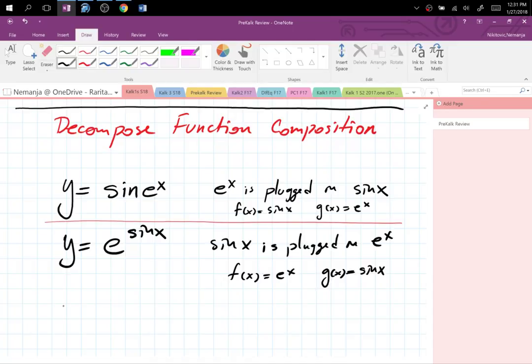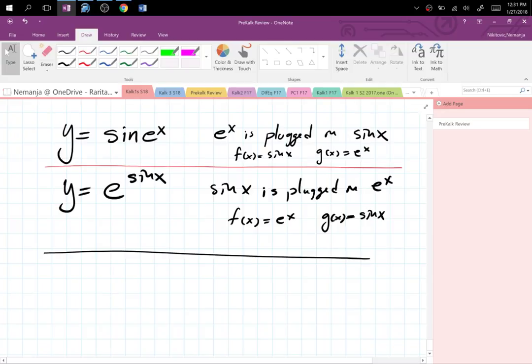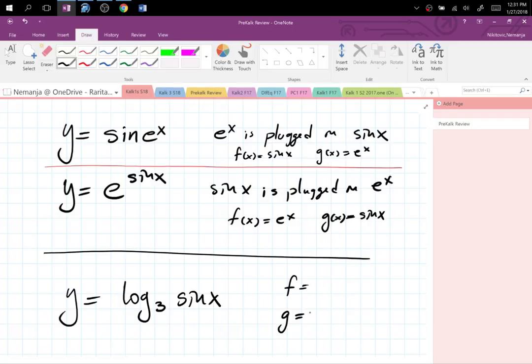So let's see. Another example. You can just shout out the answer if you know it. It's fine. y equals log base 3 of sine x. What's f? What's g? Yeah. Log base 3 of x, and then sine x.